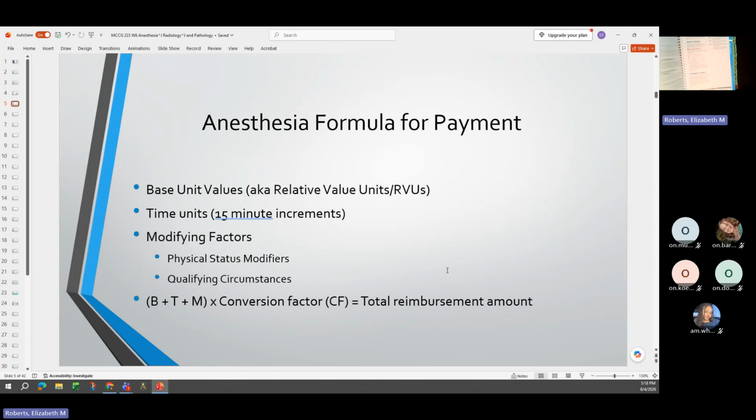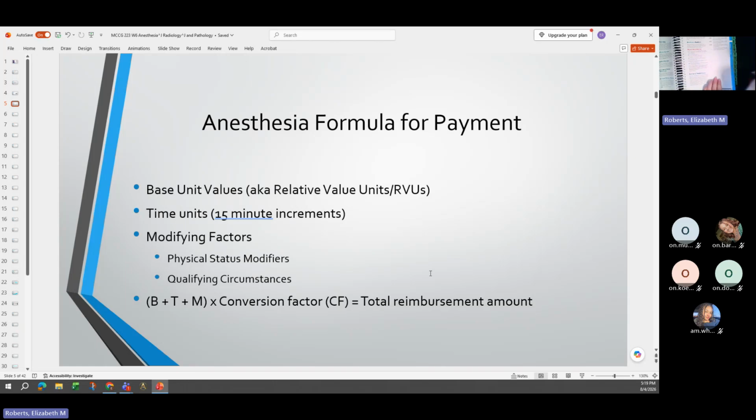Physical status modifiers are listed on page 65, and they are modifiers, right? Our P modifiers, P1 through P6. P1 is a normal healthy patient. P2 is mild systemic disease, P3 is severe systemic disease. P4 is severe systemic disease that's a constant threat to life. P5 is a moribund patient who's not expected to survive without the operation. And P6 is a declared brain dead patient whose organs are being removed for donor purposes. They anesthetize brain dead patients just in case, right? And so those modifiers are added.